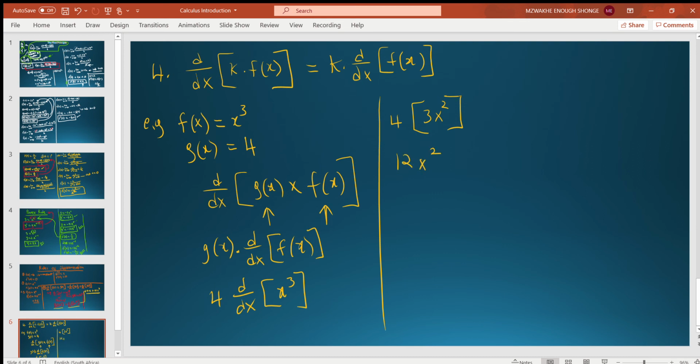So what did you do? You took a constant out. The derivative of a constant, remember this is a constant, multiplied by this function over here. You have the right to take the constant out of the equation, and you can say the constant multiplied by the derivative of the function. Then you get this answer over here.